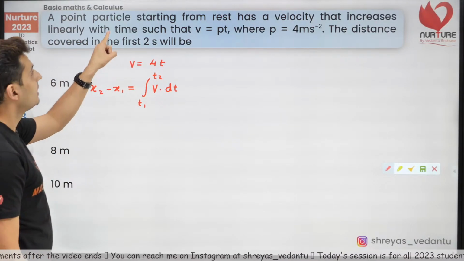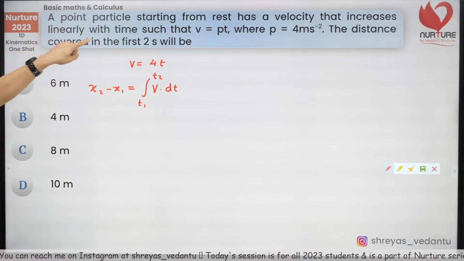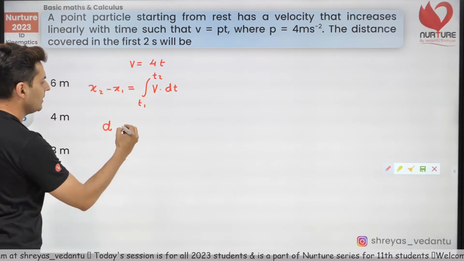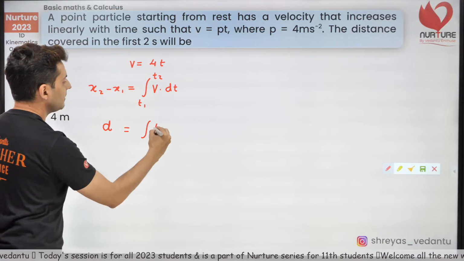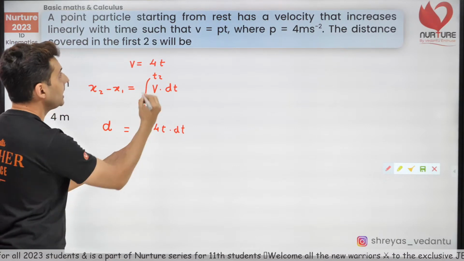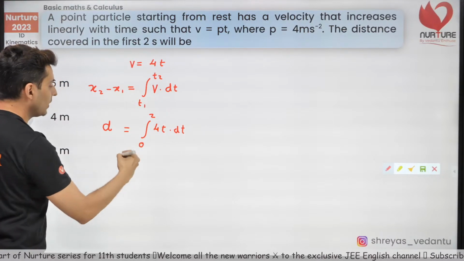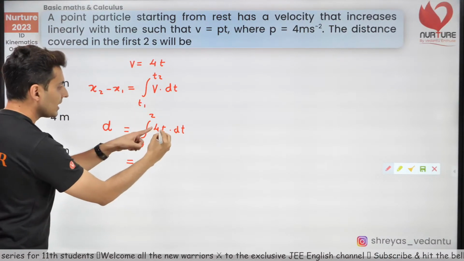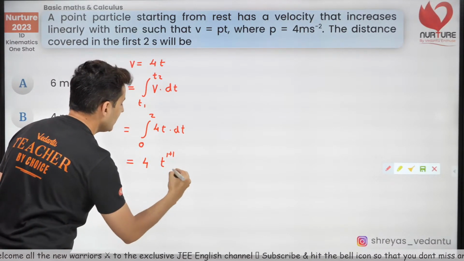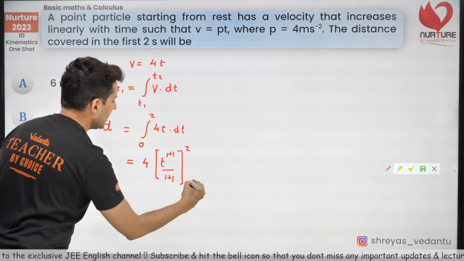Now x2 minus x1, the particle starting from rest has a velocity that increases with time. x2 minus x1 is exactly the distance it has traveled, which is the integral of v, that is 4t, into dt, from t1 to t2, meaning time from 0 to 2 seconds, the first 2 seconds. 4 is a constant which will come outside. The integration of t raised to 1 is t raised to 1 plus 1 upon 1 plus 1. Everybody remembers this? And I'll put the upper limit and the lower limit.